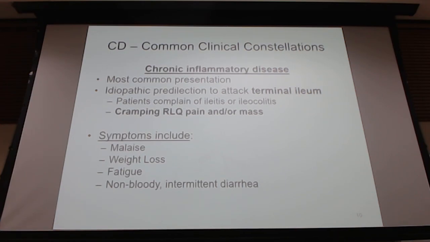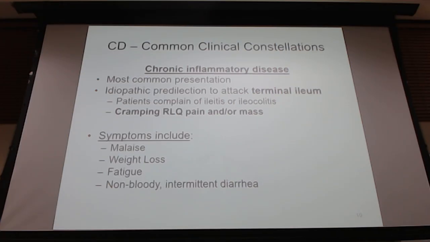So chronic inflammatory disease, that's the most common presentation there. So a lot of times it's this predilection to attack the terminal ileum, that right lower quadrant. So therefore, people are likely going to complain initially of right lower quadrant abdominal pain. So ileitis or ileocolitis. So cramping right lower quadrant pain and it can be with or without a mass. So these symptoms, as we start getting into this chronic disease, these people suffer from malaise, so they're tired, and weight loss, fatigue, and non-bloody intermittent diarrhea.